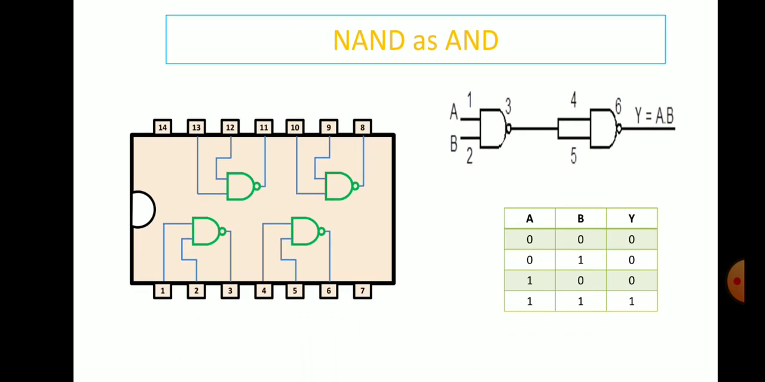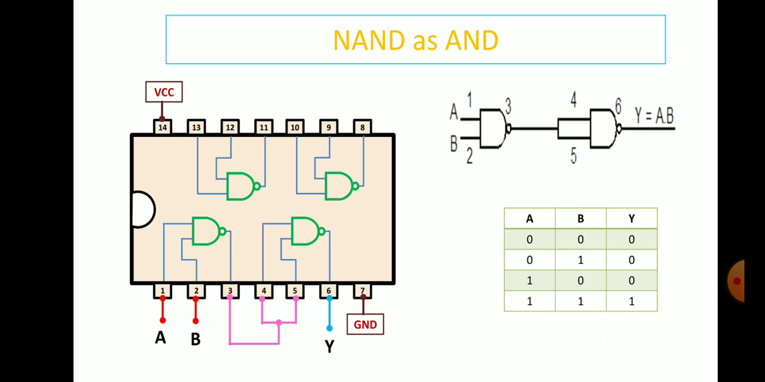As we know, first we have to connect the power supply. Then pin number 1 is input A, and pin number 2 is input B. The output from pin number 3 is connected to pins 4 and 5. From pin 6 we take the output. That is all, only 2 NAND gates we are using for this experiment.